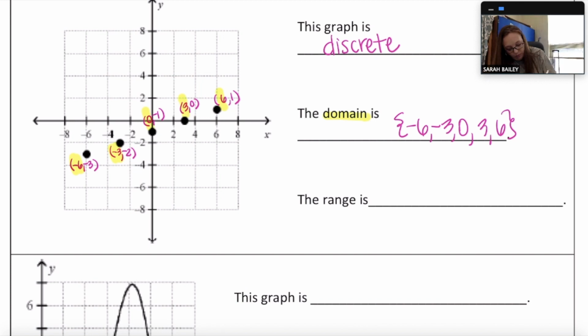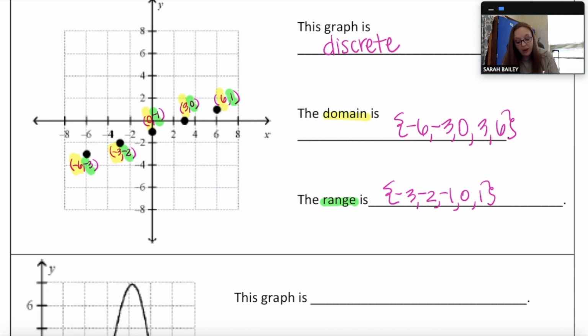And then I'm going to do the same thing for my range, which is going to be my y values here. And I'm going to do the curly brackets there also. Okay, there it is. So my range is going to be -3, -2, -1, 0, and 1.